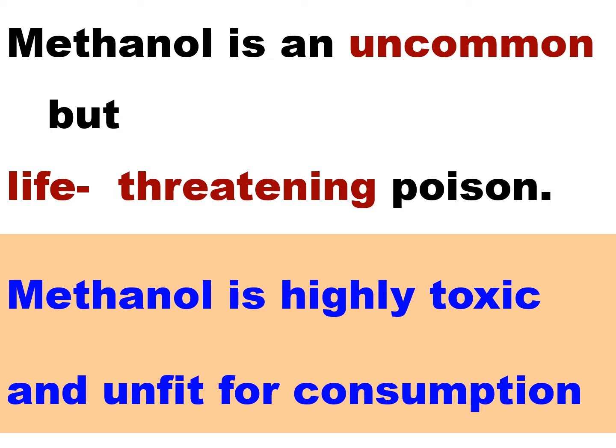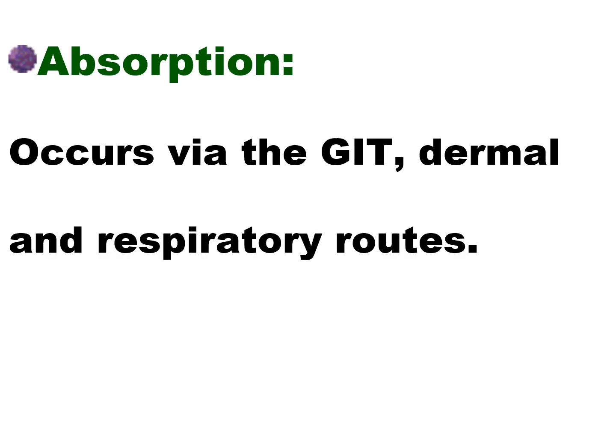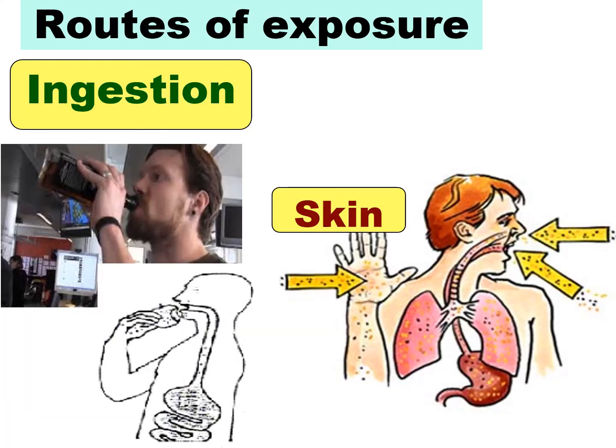It is a life-threatening poisoning that occurs due to the production of highly toxic metabolites. Regarding toxicokinetics, methanol is rapidly absorbed from the gastrointestinal tract, and may also be absorbed from the skin and by inhalation from the lung. Mainly it is consumed by ingestion, and absorbed by the skin as accidental exposure.